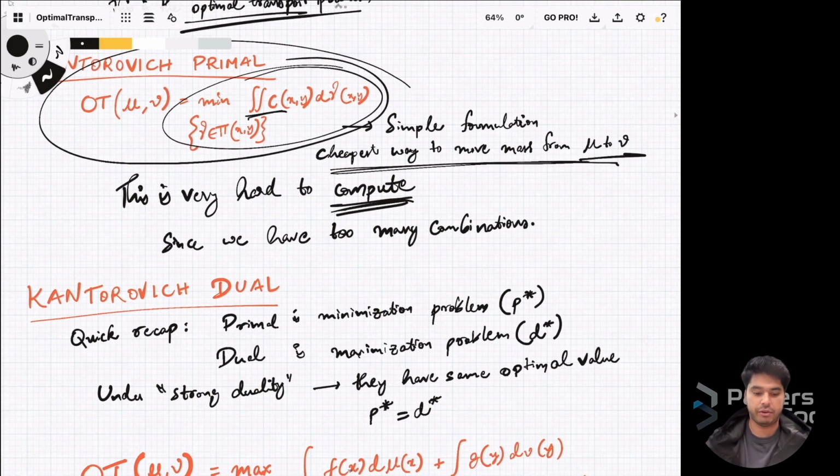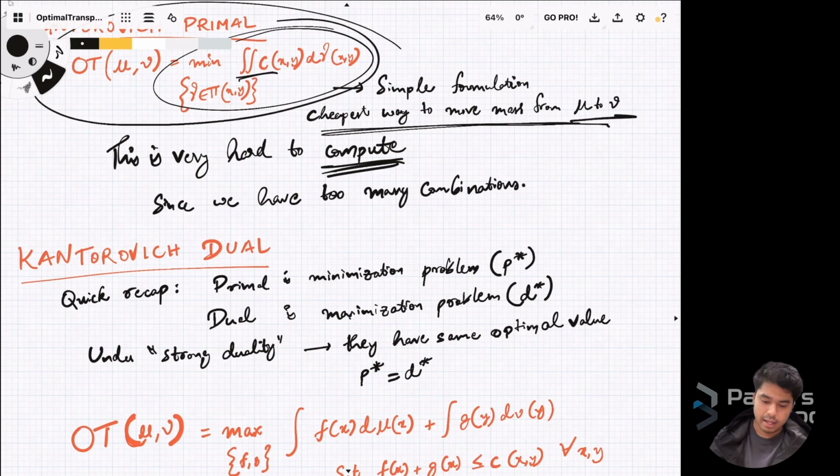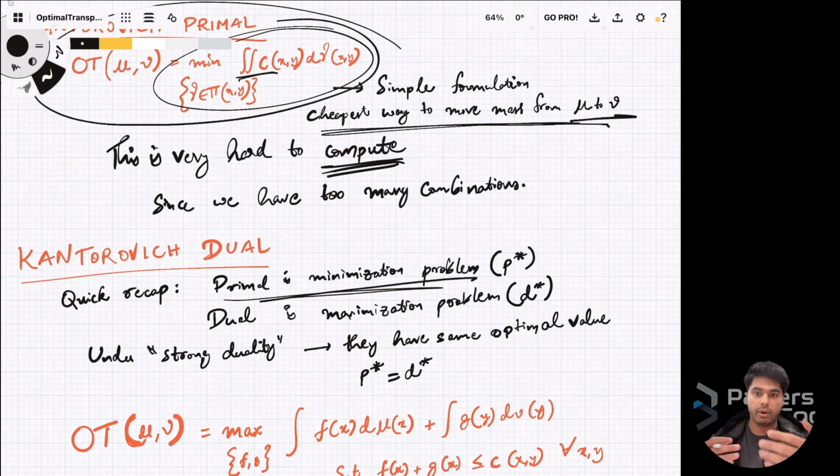I'm not sure how many of you know optimization basics, but every optimization problem can be seen as a primal and as a dual. The primal formulation is where we minimize something, and the dual formulation is where we maximize something, right? We frame the problem in a way where we minimize something to achieve something, and in the dual formulation we maximize something to achieve something. There's a concept called strong duality in convex optimization, and what it says is that when a convex optimization problem has strong duality, they have the same optimal value.